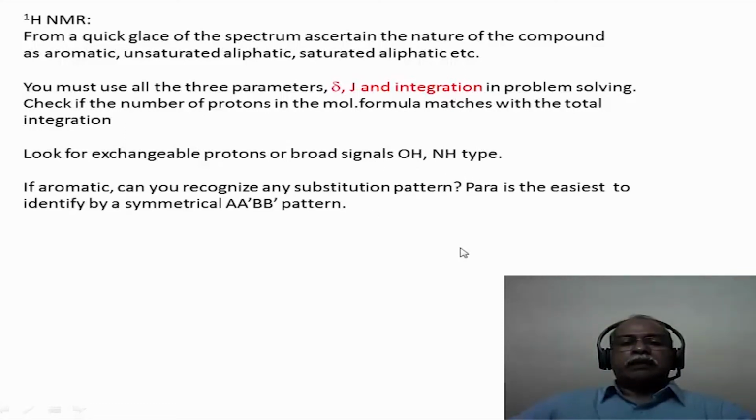If the compound is aromatic, see if you can recognize the substitution pattern. Para substitution is the easiest to recognize because it is a symmetrical AA' BB' pattern. We have also seen some examples of the meta substitution pattern.